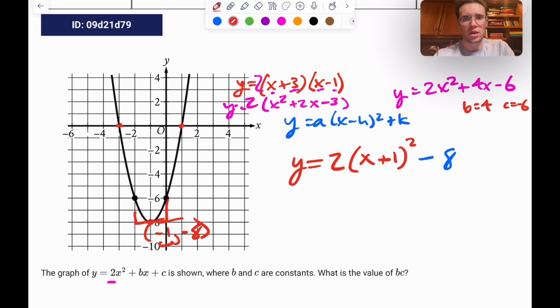All right, so if you do it this way, then what are they asking for? B times c, 4 times -6.